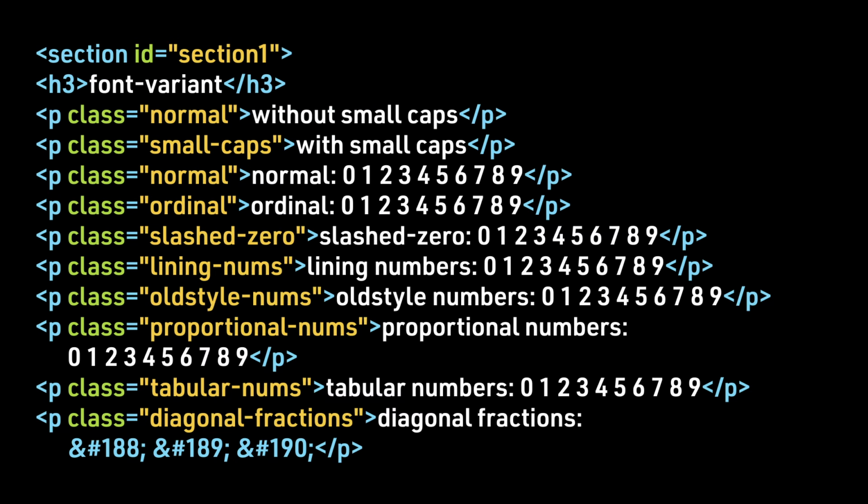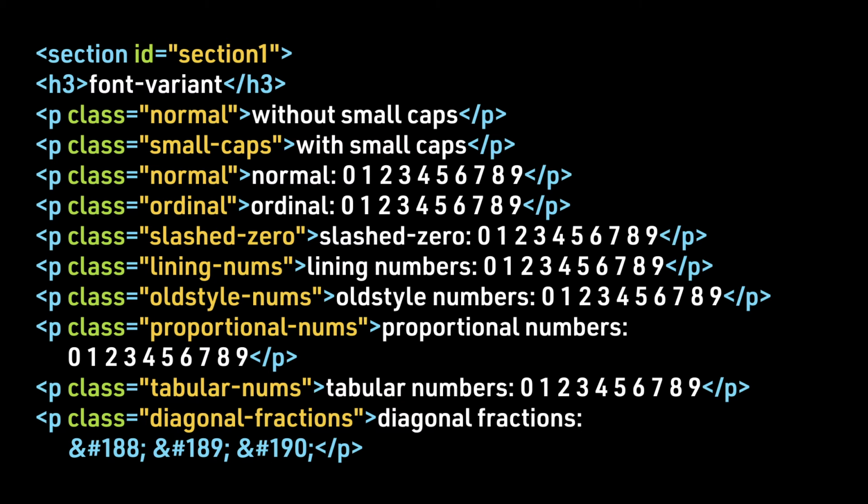Here are some examples. Here's the HTML. We first look at without small caps, then with small caps. Then we'll take a look at the different numbers, starting with normal, ordinal, slashed-zero, lining-nums, oldstyle-nums, proportional-nums, tabular-nums, and diagonal fractions.